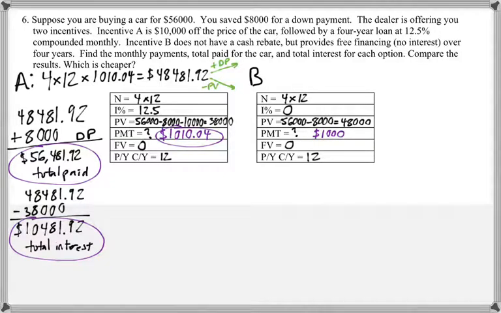So now let's calculate the total paid as well as the total interest. So I want to find the total of the monthly payments. So 4 years times 12 months per year times $1,000 per month is $48,000. And then to find the total paid, we want to add the down payment. And to find the total amount of interest, we want to subtract the present value.